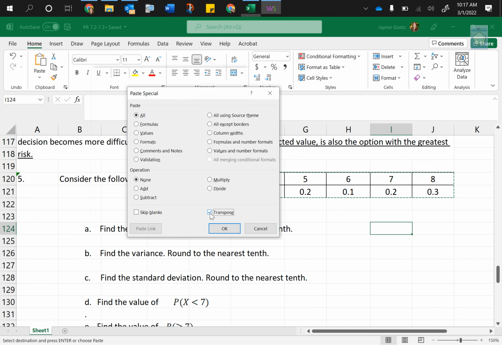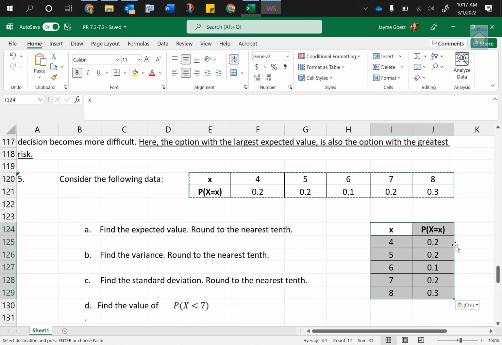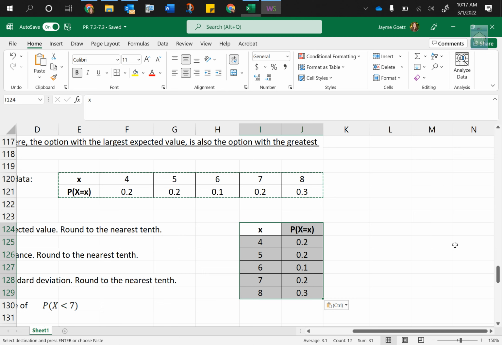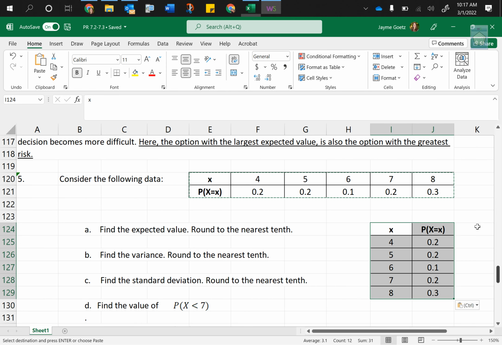What that's going to do is take your table from going left to right and transpose it so it's going up and down. Click OK, and look, just like our table wants, or we like it to be. All right? So now what we're going to do is find the expected value.